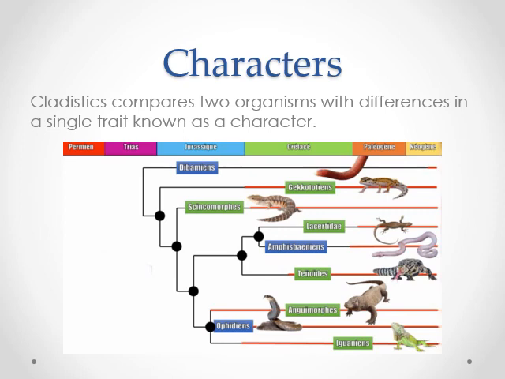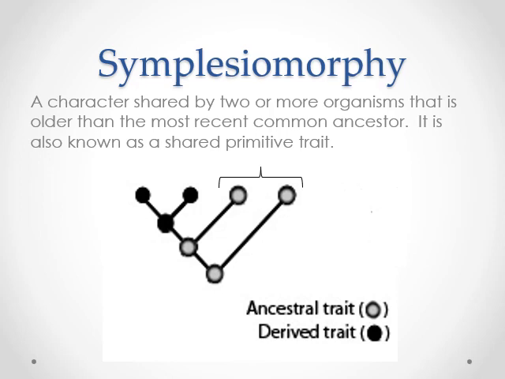So cladistics compares differences in a single trait. I'm sorry. Cladistics compares two organisms with differences in a single trait, and that trait is called a character. One type is called a symplesiomorphy. This is where a character is shared by two or more organisms. This is a shared primitive trait in this particular group, or in the last group. Hair would be the symplesiomorphy because so many of them shared hair. Symplesiomorphs are when they're shared by a whole bunch of the organisms.